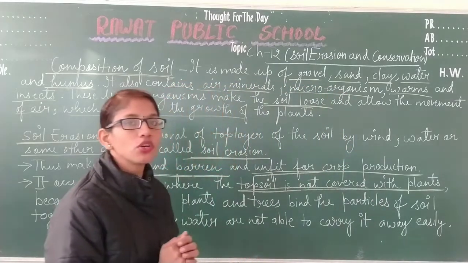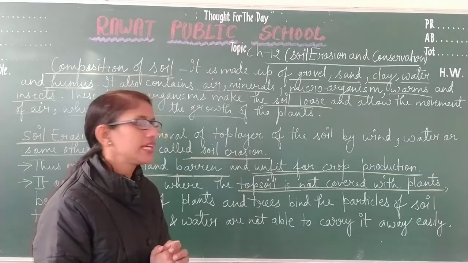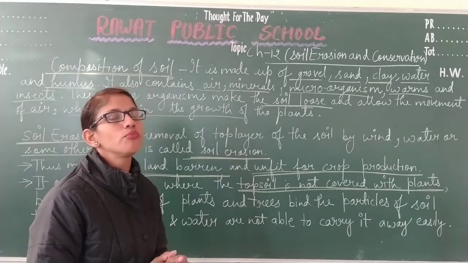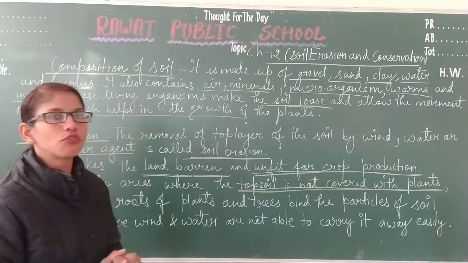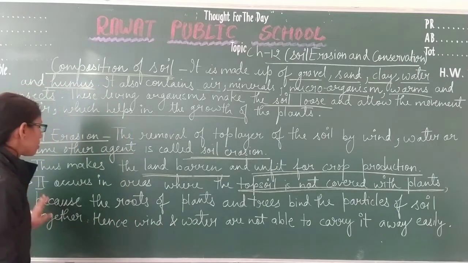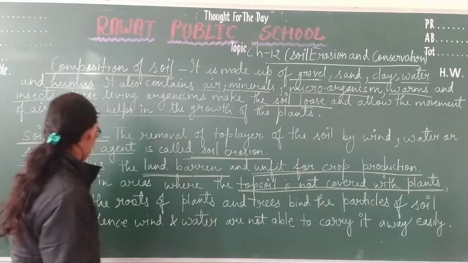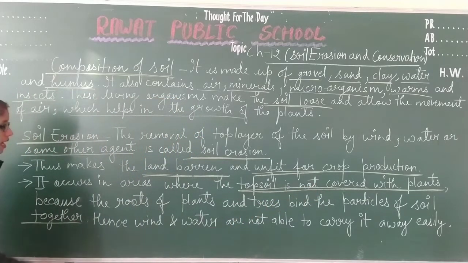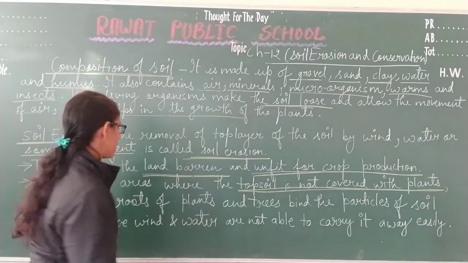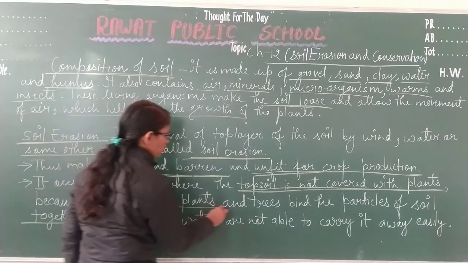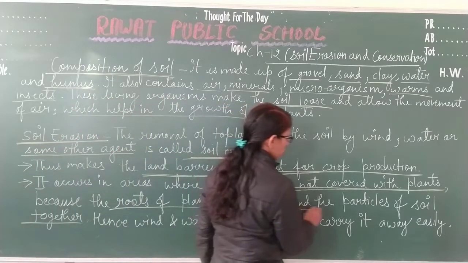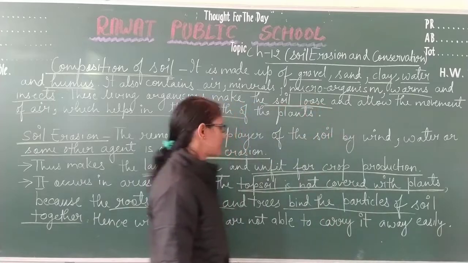If plants are not grown on that particular area, what happens? That soil will be removed by strong winds and flowing water. Because the roots of plants and trees bind the particles of soil together, as we know, if plants are not grown on that particular area, then only soil erosion will take place.